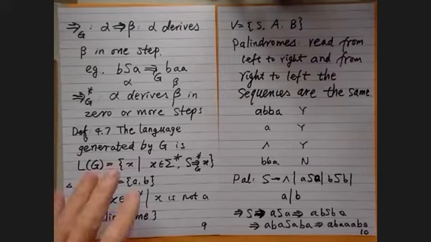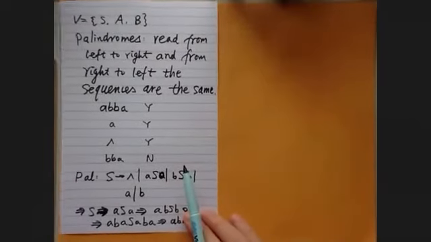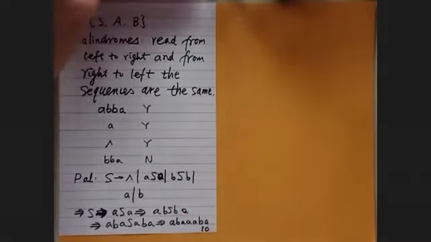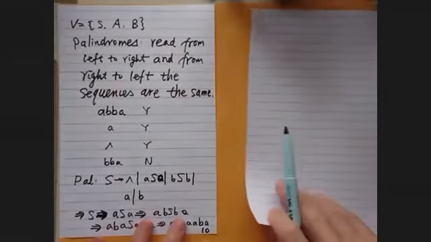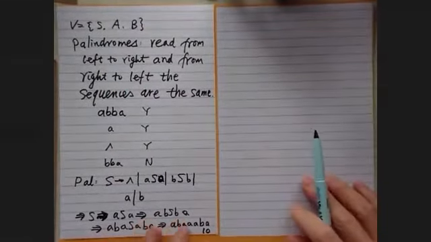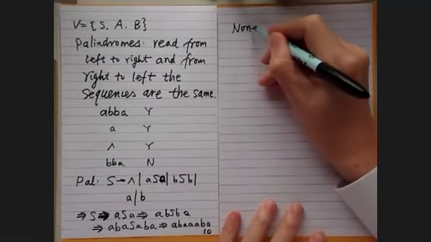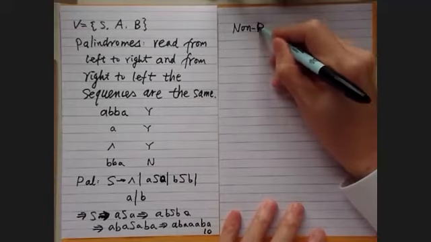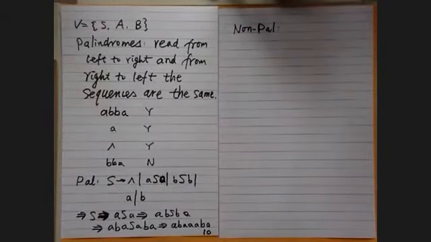Objections? Any objections? All right, very good. All right, it's called PAL. And this technique is very useful when you do homework. All right, remember lambda. Then we want to say not palindrome, non PAL. Not palindrome. That's harder. PAL is easier.